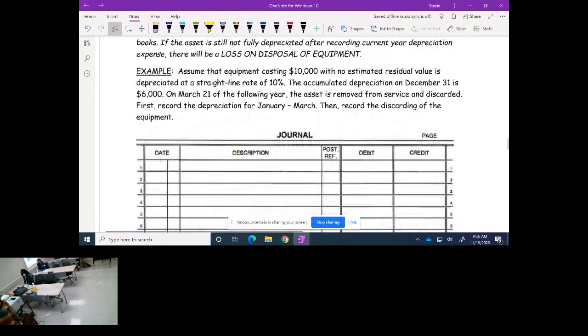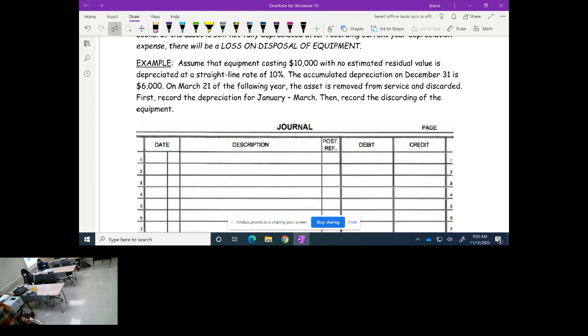All right, so let's assume equipment costing 10,000, no estimated residual, depreciated straight line at 10%. The accumulated depreciation on December 31st is 6,000. But we're getting rid of this thing on March 21st of the next year. You would think we've got January, February, and part of March. Well, if you're past the 15th of the month, you're just going to record a whole month's worth. So that makes it easier. We're just going to do 3 months worth.